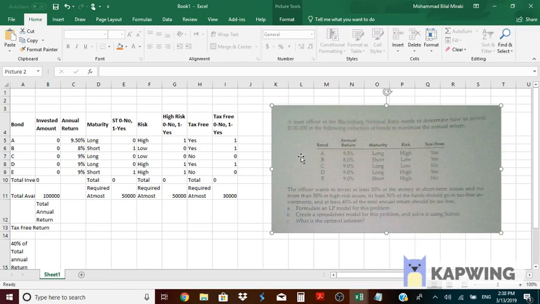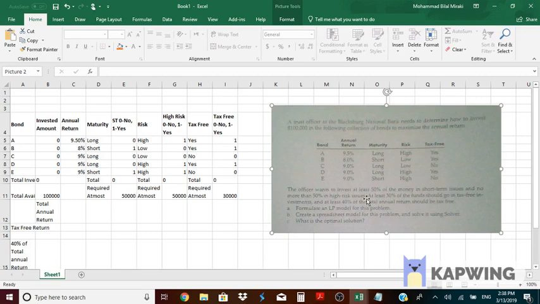A trust officer at Bloxburg National Bank needs to determine how to invest $100,000 in the following collection of bonds to maximize the annual return. So from here we know that this is a maximization problem. The investor wants to maximize the annual return by investing $100,000 in these bonds A, B, C, D, and E that have the annual return percentage, maturity, some of them are long-term and short-term, similarly high risk and low risk, and some of them are tax-free and some are not.